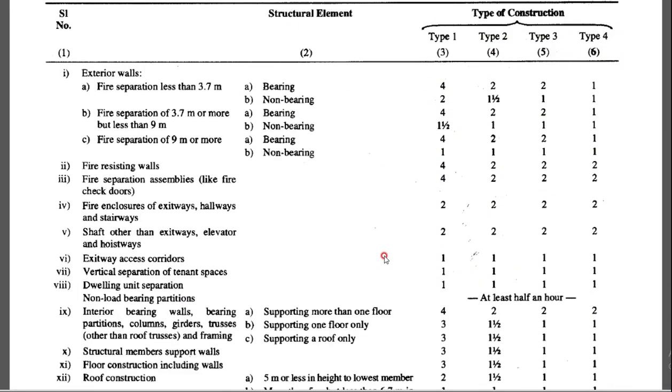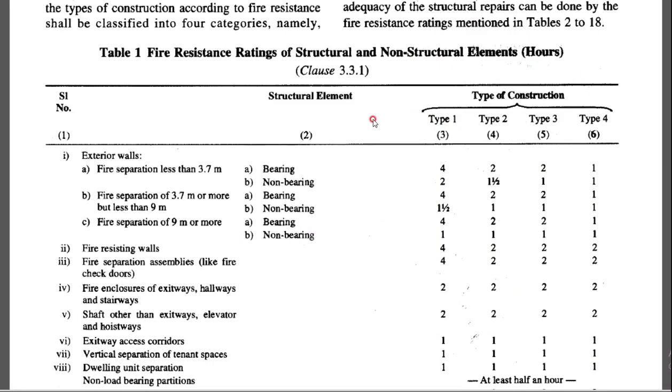Now here you can see the minimum fire resistance rating table. This is the first table, for structural and non-structural. Here they have given type of structure, type 1, type 2, type 3. These are the newly constructed. They are a little bit old. So the oldest ones are almost gone cases.